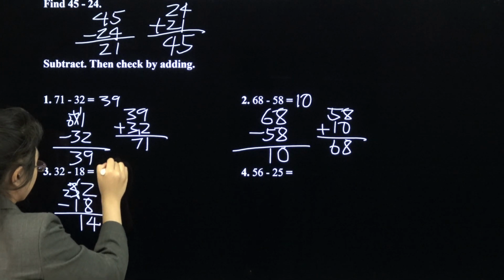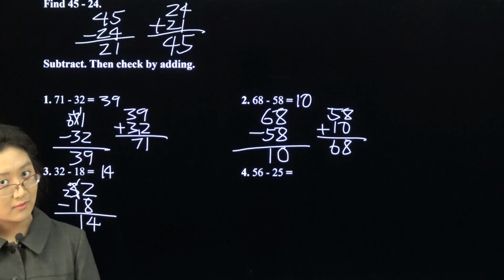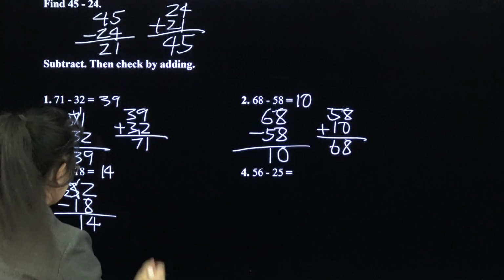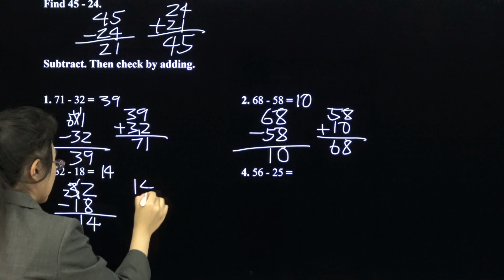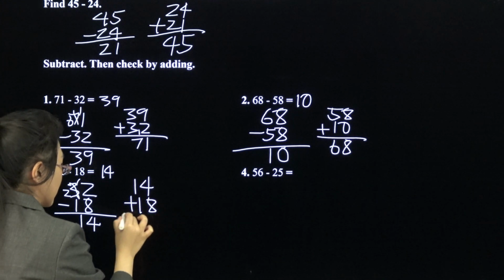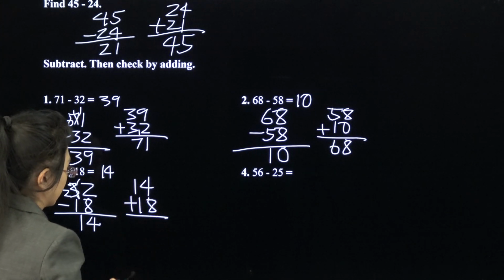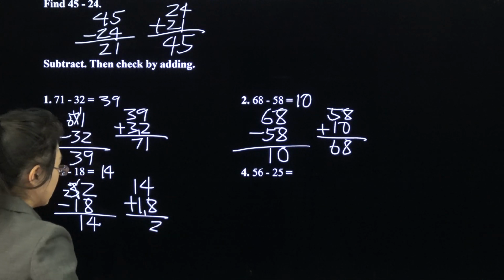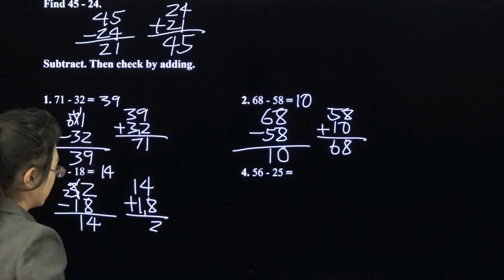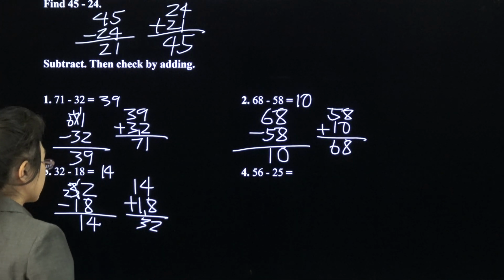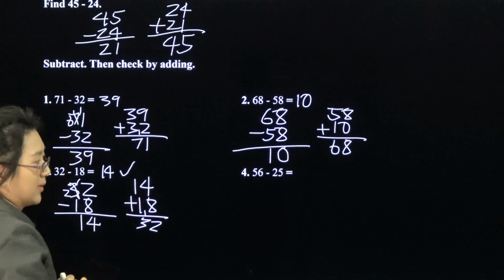We get 14. But is it 14? Well, let's check. 14 plus 18 is 4 plus 8, 12, regroup, 1 plus 1 plus 1, 3. It is! So our answer 14 is correct.